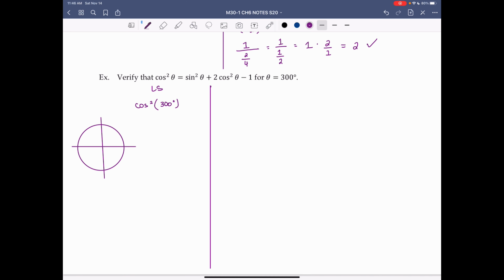300 degrees is 60 degrees less than a full rotation. So our reference angle is 60 degrees, and our angle theta is 300 degrees. Then at 60 degrees, I always remember it by which one is 1/2. Well, I can see from my reference angle that my x value is going to be 1/2. My y value is much closer to the edge of my circle. So x is 1/2. And in quadrant 4, y is negative, so negative root 3/2.